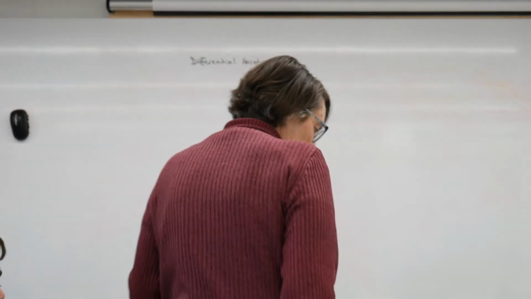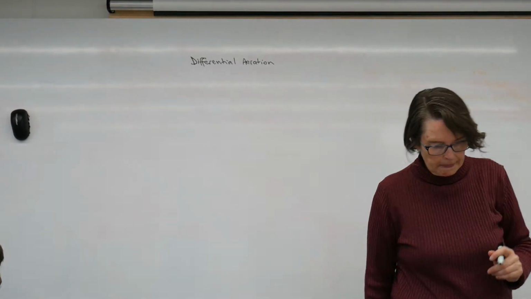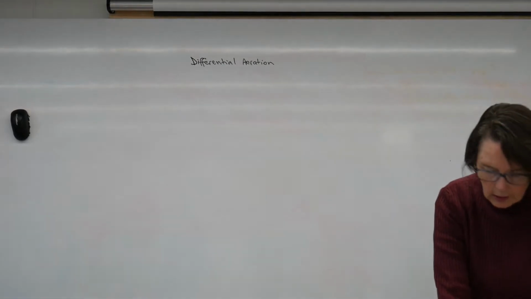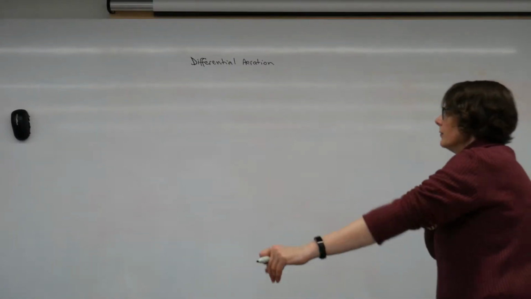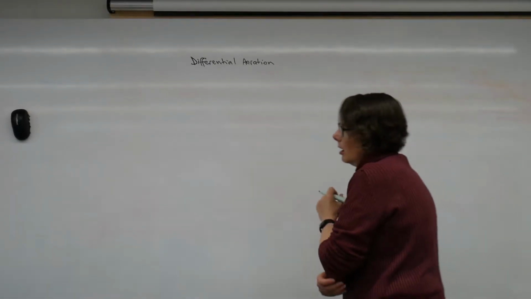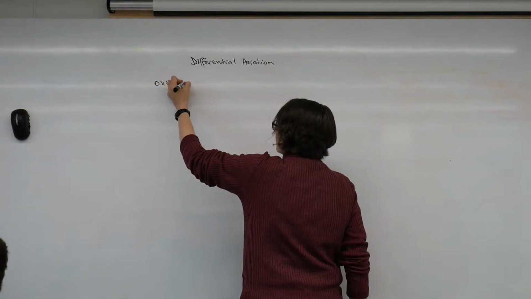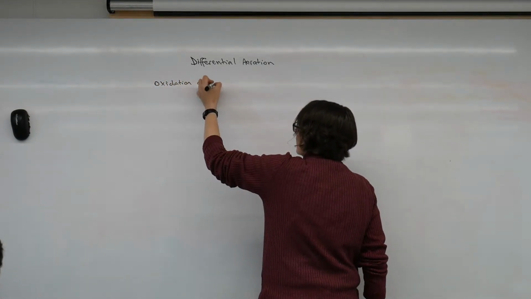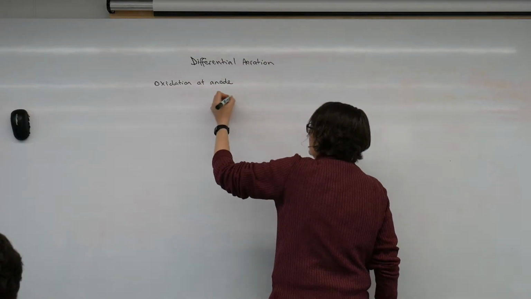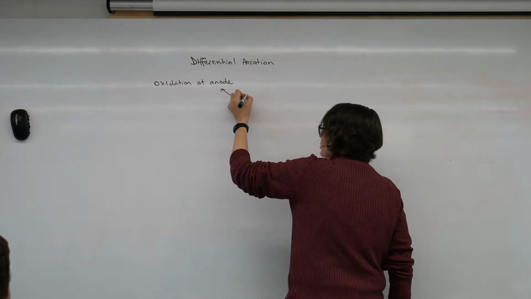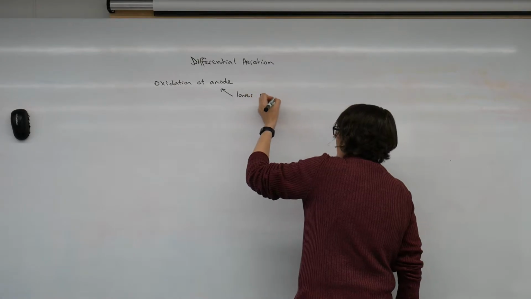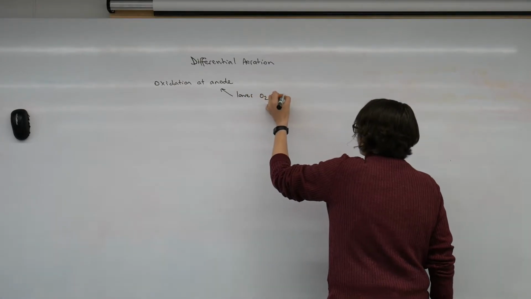which is on differential aeration. This is on page 32. And as we already have discussed, we know that oxidation occurs at the anode, and that this is in the lower oxygen environment.